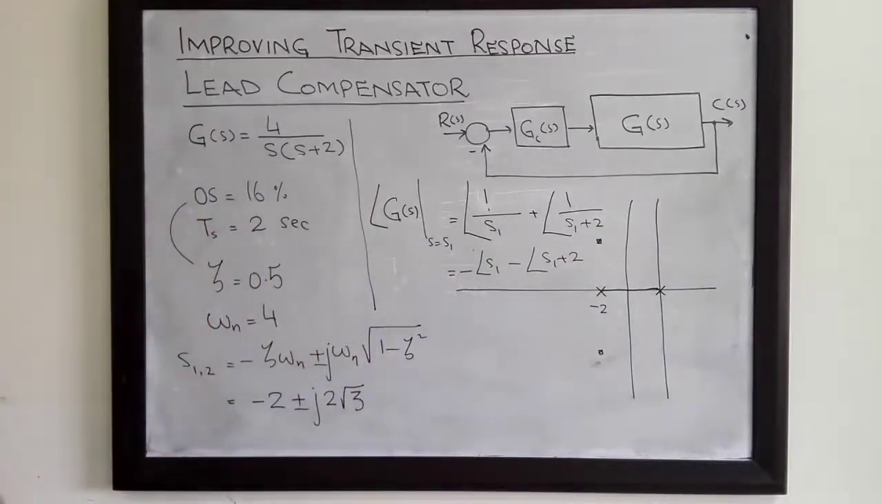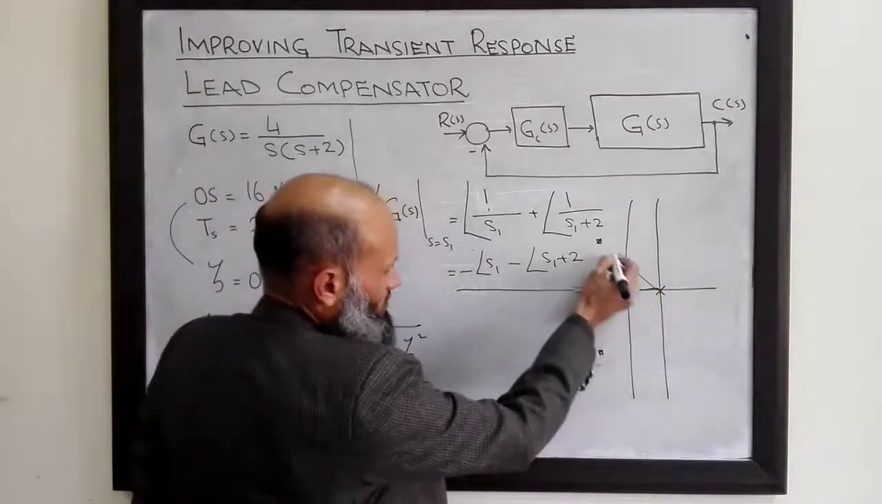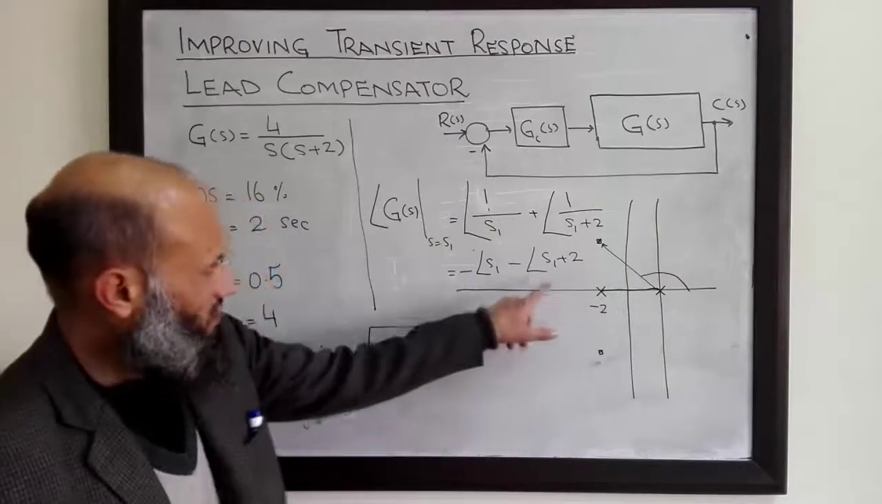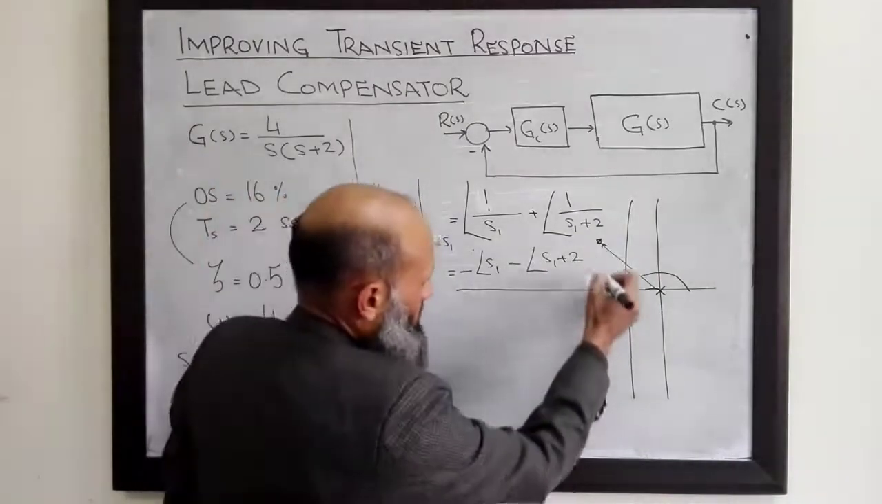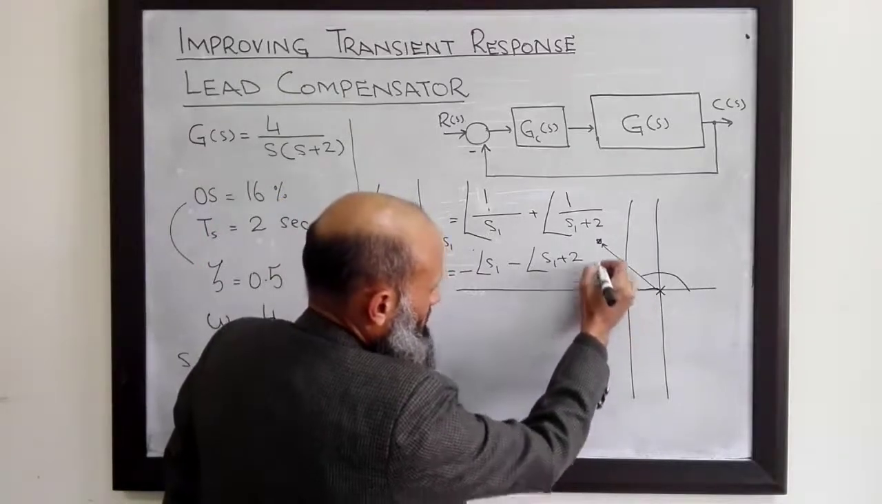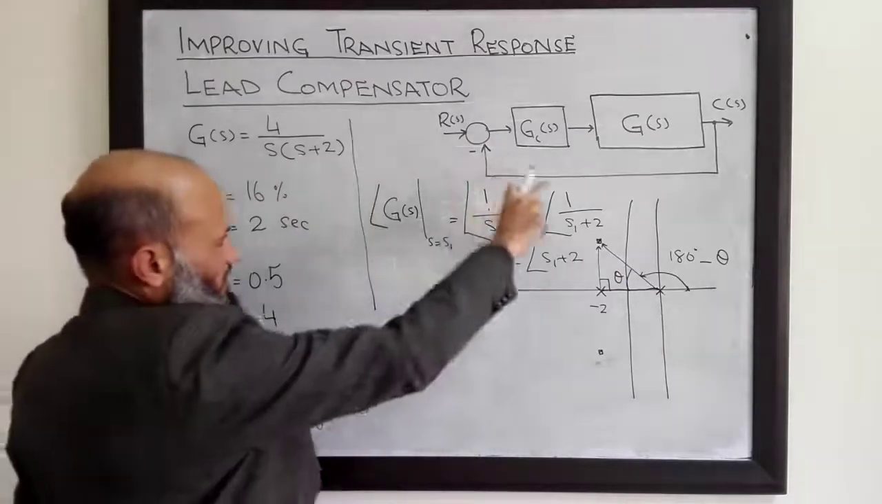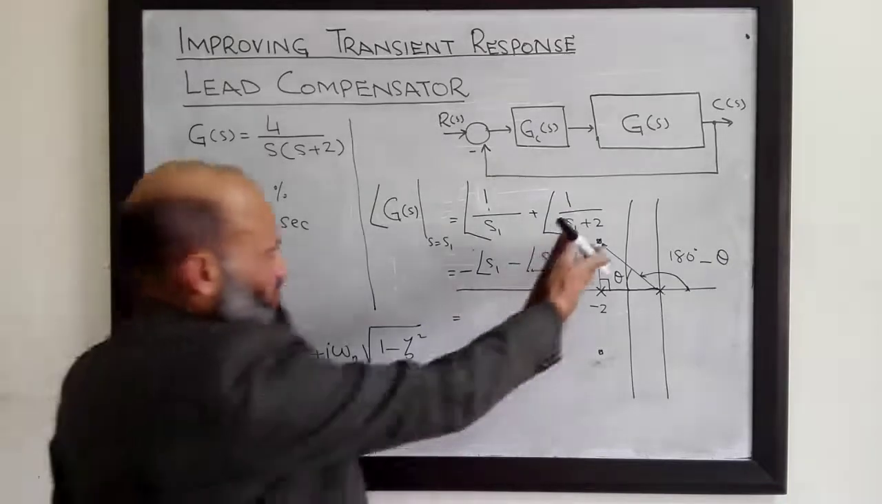This angle, what is this angle? Angle s1. S1 is the angle of this vector, and s1 plus 2 is this vector from here to here. So you can verify that this total angle is not equal to 180 degrees. That is why the root locus is not passing through these points.